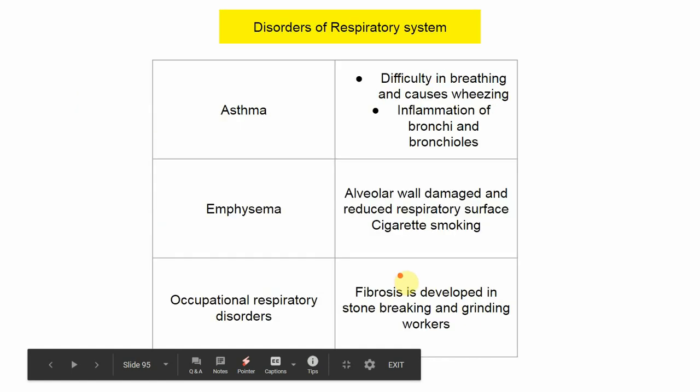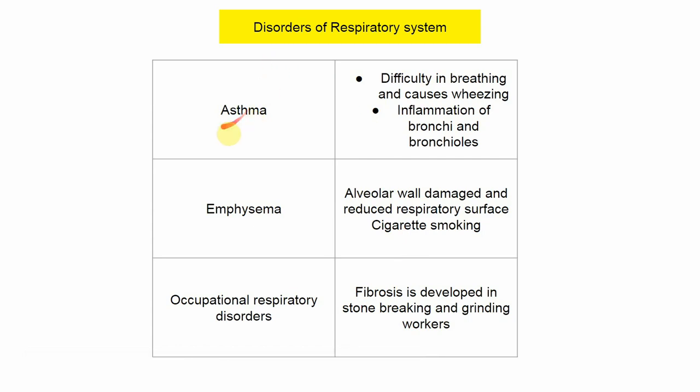Finally, in this chapter, we will discuss the disorders of the respiratory system. The first one is asthma. Asthma is mainly because of inflammation of the bronchi and the bronchioles. What is the symptom? You can see that there is difficulty in breathing and it causes wheezing.